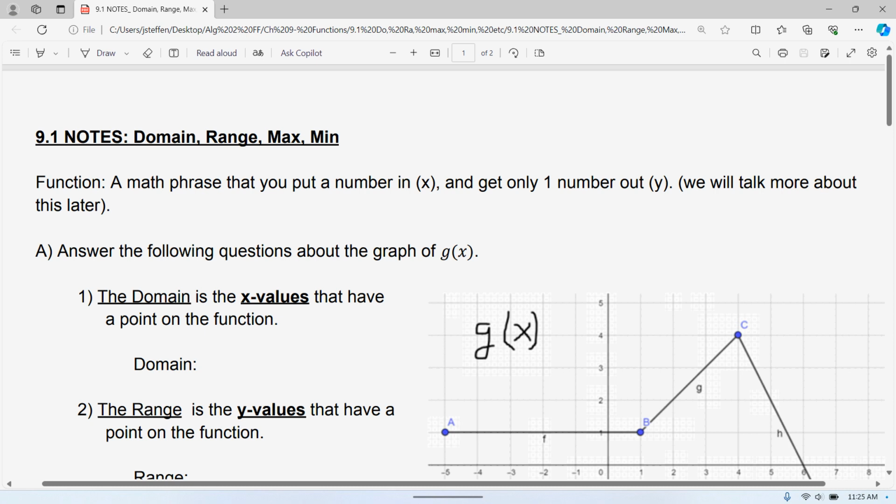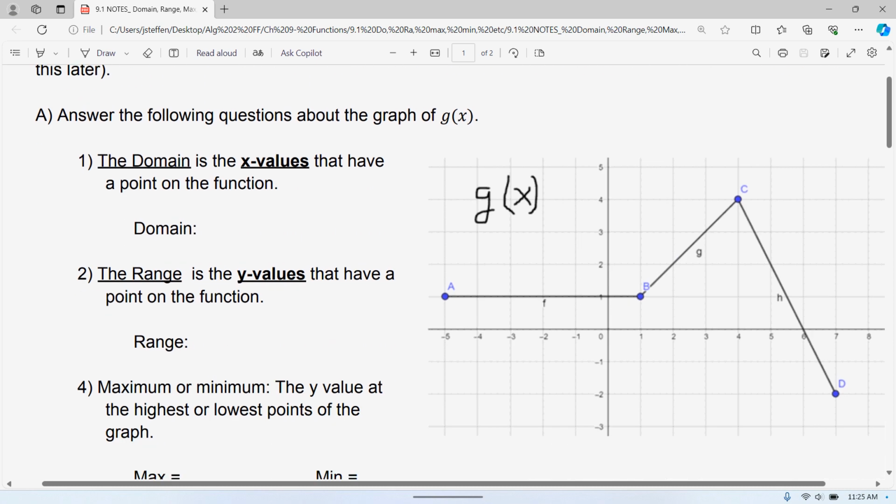First off, a function is a math phrase where you put in a number x and you get out only one number y. And that's what we're going to talk about tomorrow a lot. But essentially, a function is if you put one input in, you get exactly one output. So if I put a 4 into a function, I'm going to get out a 10. You can never have one where you put in a 4 and you get a 10 sometimes, but you get a 5 sometimes. That's not a function. That would be terrible as far as math goes. So again, we'll talk about that a little bit more tomorrow.